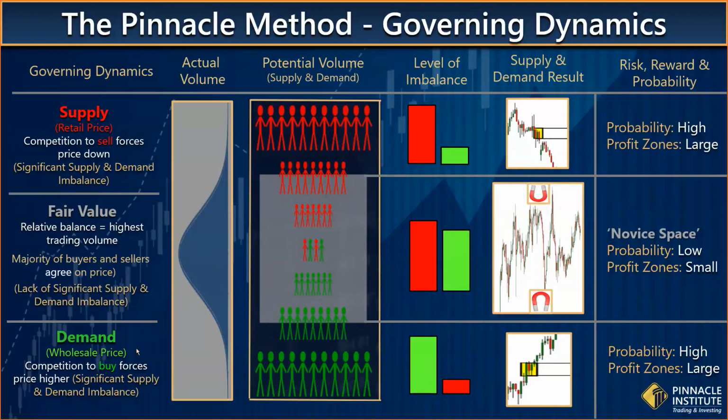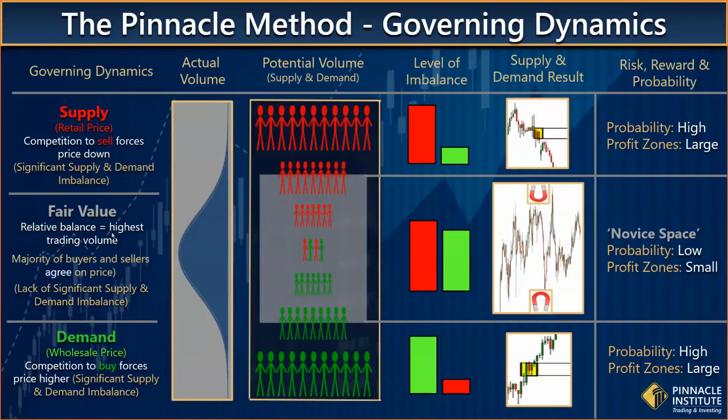Down at demand, another word for demand is wholesale prices. At demand, there is competition to buy because of the significant supply-demand imbalance. Once all these sell orders are filled, you have a large amount of demand left over. That competition to buy at a price point where you don't have any more sellers is going to drive price higher. There is a certain picture that represents that level of imbalance on a price chart. We're going to look at that today.